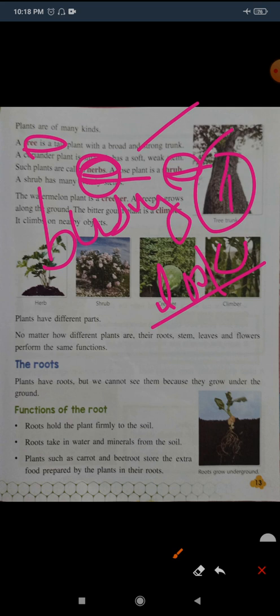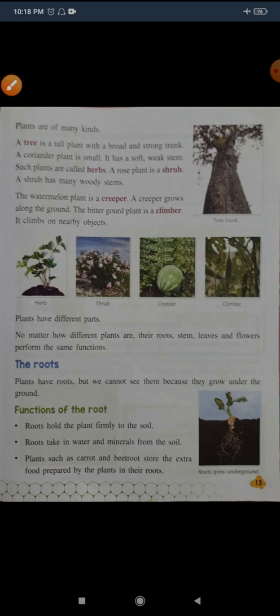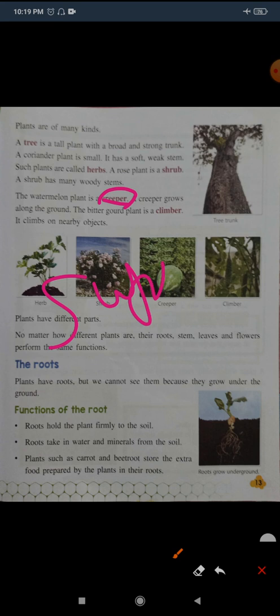Now the next are climber and creeper. As the name suggests, what is a creeper? A plant that creeps along the ground is called a creeper. They have a very long, thin stem that can neither stand nor support all its weight. That is called a creeper. Watermelon and pumpkin are examples of creepers.